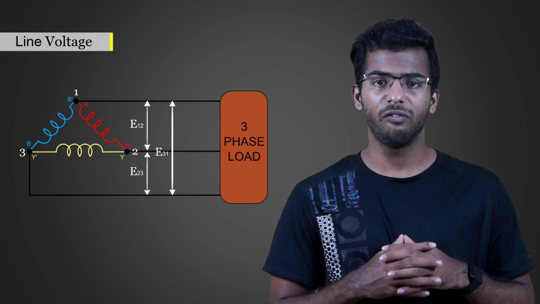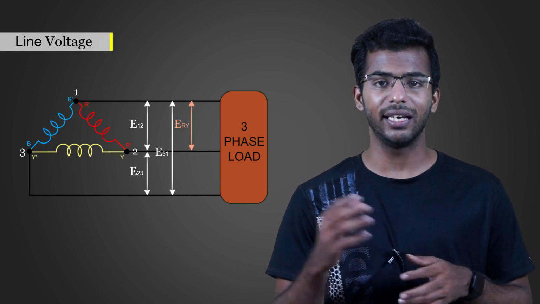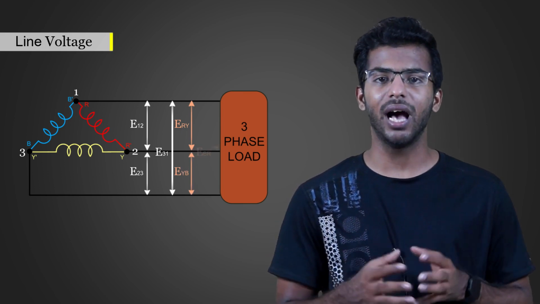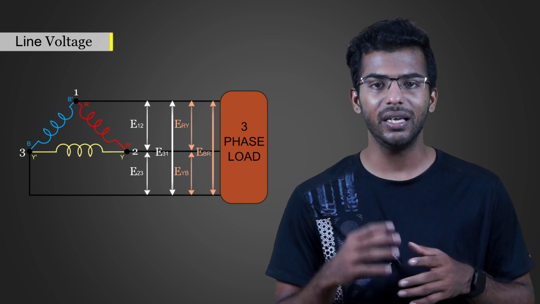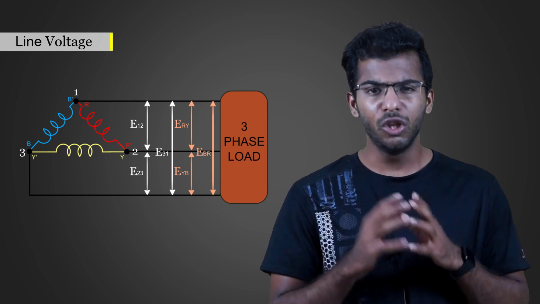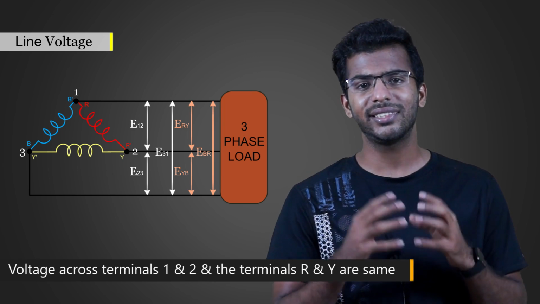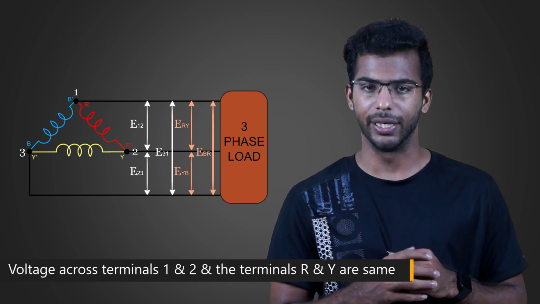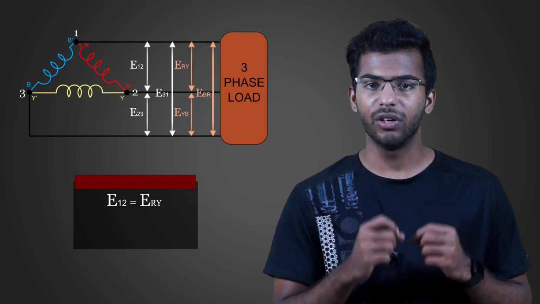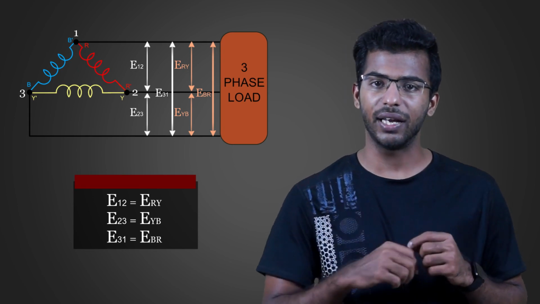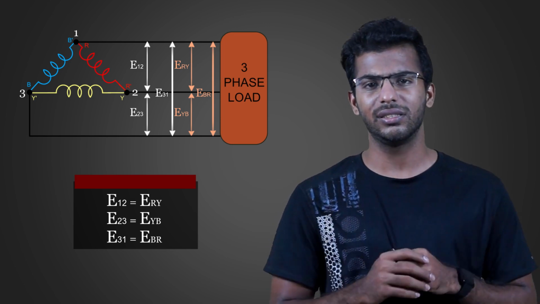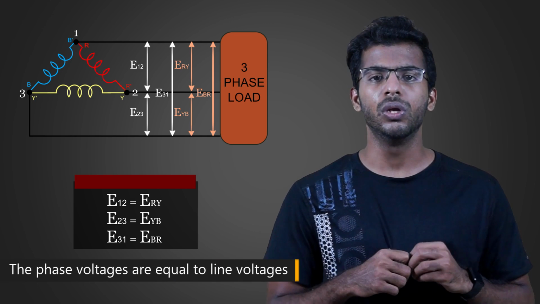Coming to the line voltage, we have ERY, the voltage between the line R and Y, EYB, the voltage between the line Y and B, and EBR, the line voltage between the lines B and R. If we observe the relationship between phase and line voltage here, the voltage across the terminals 1 and 2 is the same as across the terminals R and Y. That is, E12 is equal to ERY. Similarly, we have E23 is equal to EYB, and finally E31 is equal to EBR. So it clearly tells us that phase voltages are equal to line voltages.